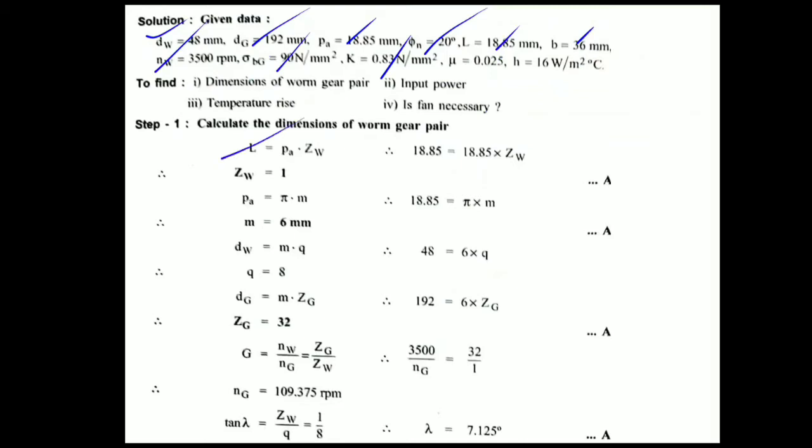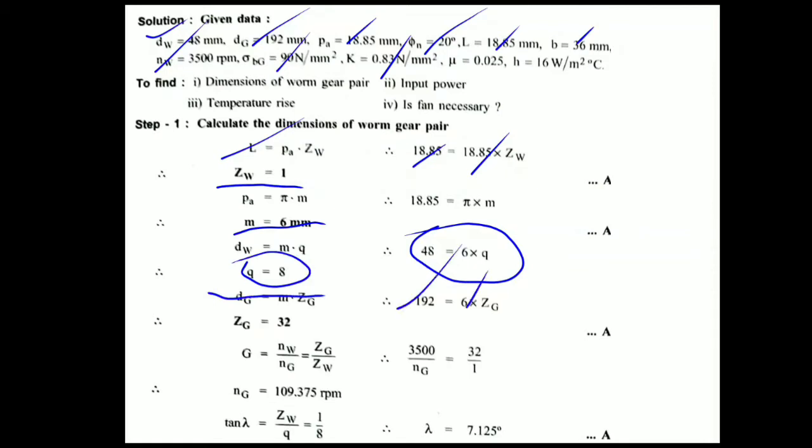One by one: lead is equal to PA into ZW. PA is given, lead is given, so we'll get the number of starts ZW1. PA is nothing but pi into M, so PA known, from this we'll get the module, 6 module. Then dW, diameter of worm, is M into Q. Q we will get from this, 8. Next is dg, diameter of the gear, M into ZG. dg is known, M is known, ZG is not known, so we'll get the value of the gear teeth ZG. These are the basic terminology.